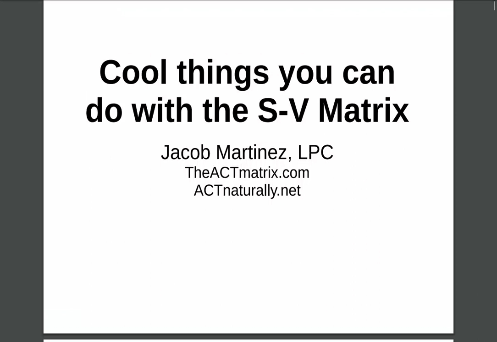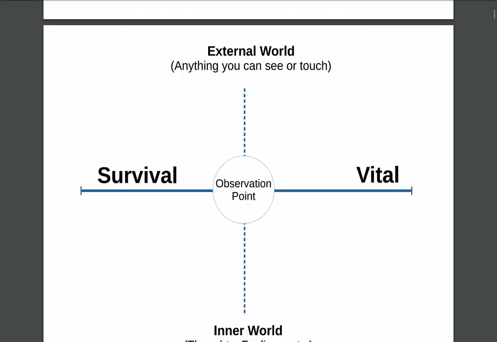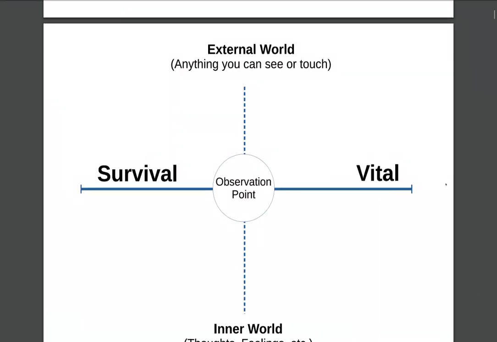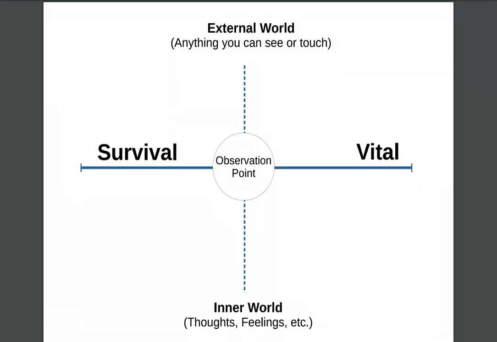I'm going to go through a few different things that you can do with clients using the SV version of the ACT matrix. This is a modified version of the matrix that I created and have been using for the past few years. The S stands for survival and the V stands for vital. I've got another video and some posts on my websites explaining the rationale of why I altered the matrix in this way. And if you're not familiar with the SV matrix, you can go there and check those out if you have questions.